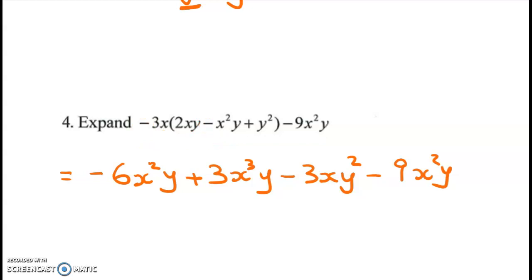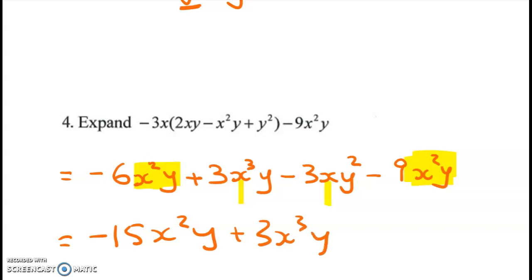We can't just leave it with like terms. So looking here, I've got an x squared y. That's different, but this is another x squared y. So altogether I've got -15 x squared y plus 3x cubed y minus 3x y squared. So that's that one done, right? So don't forget about the cleaning up like terms.